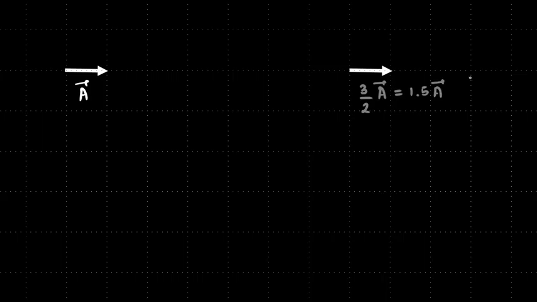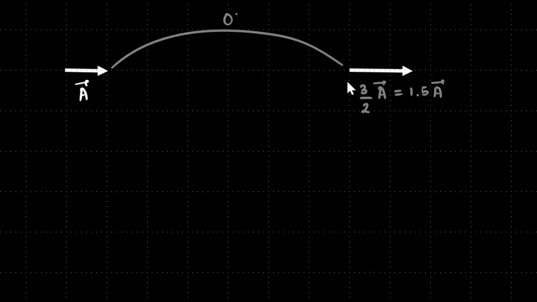Let me use the calculator. Yep, 3 by 2 is 1.5. So the length is gonna change by 1.5. And if you look at vector A and 3 by 2 A, the angle between them is 0 degrees. So if there is a question that only leads to these two, the angle is gonna be 0 degrees. I'm just gonna write 0 degrees.